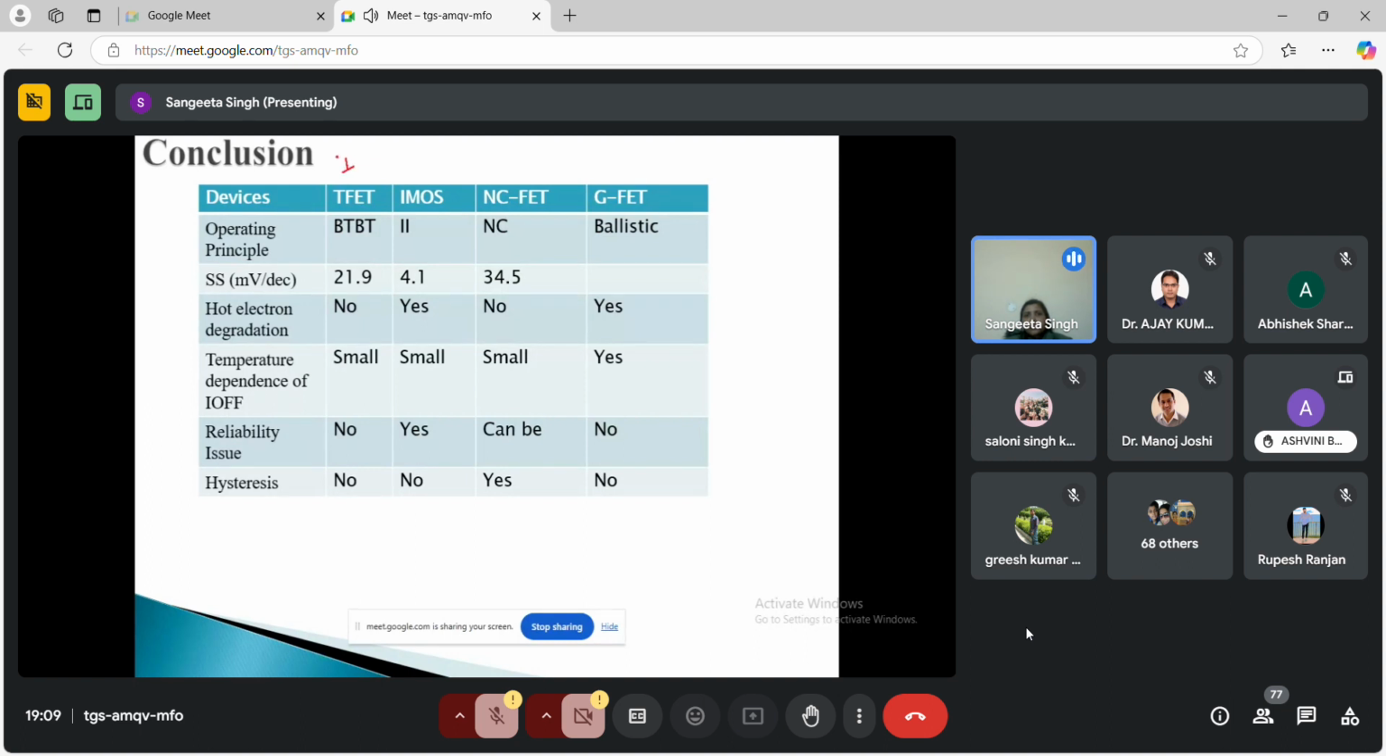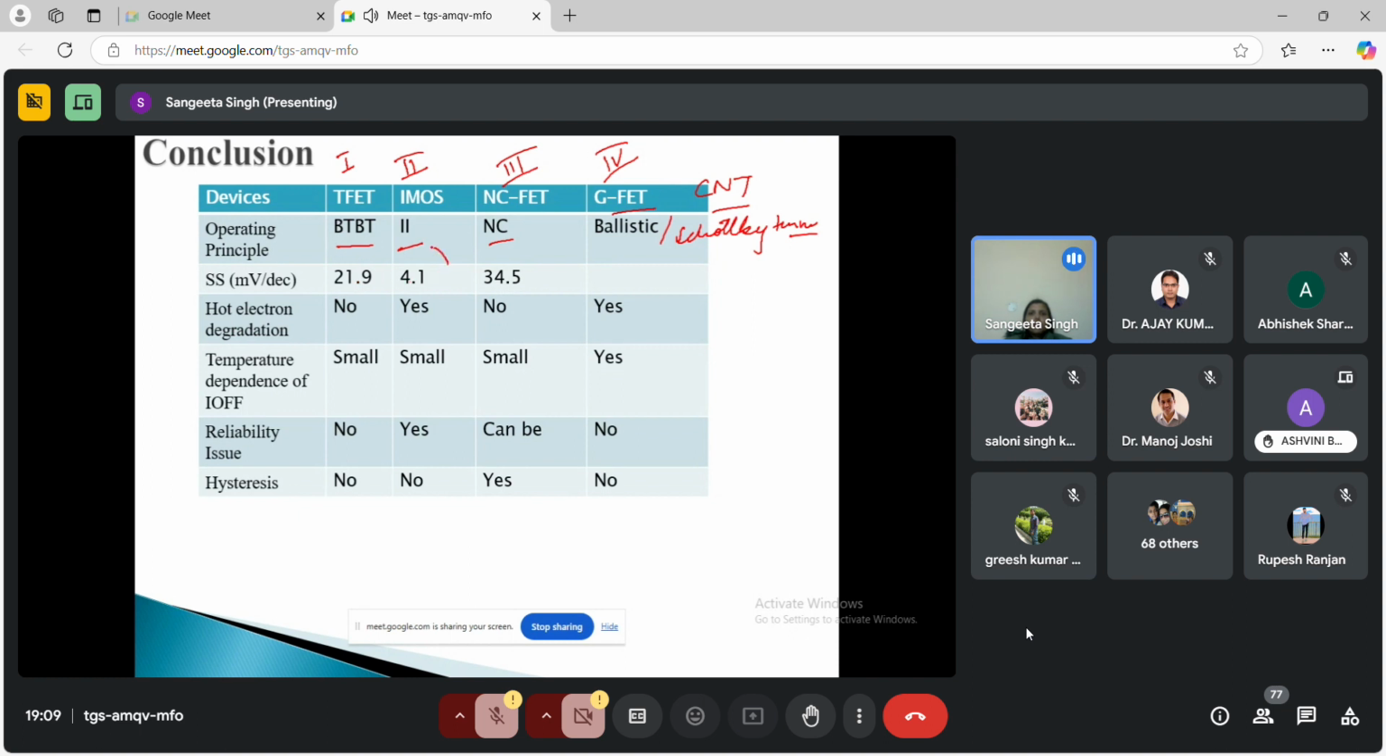First was my TFET, second was my IMOS, third was negative capacitance FET, and the fourth I have written as GFET. You can call it CNT FET. GFET stands for the graphene FET, CNT stands for carbon nanotube FET. The basic operation principle is band-to-band tunneling, impact ionization, negative capacitance. Here it is ballistic, or you can also call it flash tunneling.